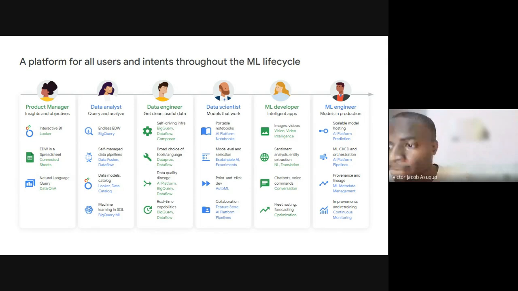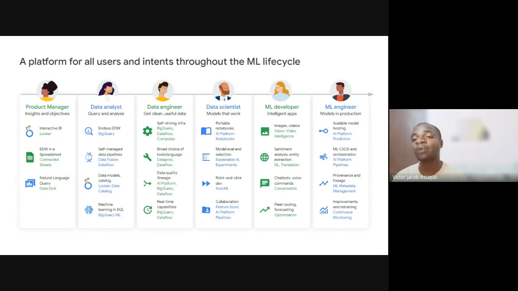We also have fleet routing, forecasting, and optimization. When we are looking at forecasting, we may want to forecast a future date of a particular event, time series, and a whole lot of that. You can use optimization on Google Cloud, Vertex AI. We also have ML engineer model in production.